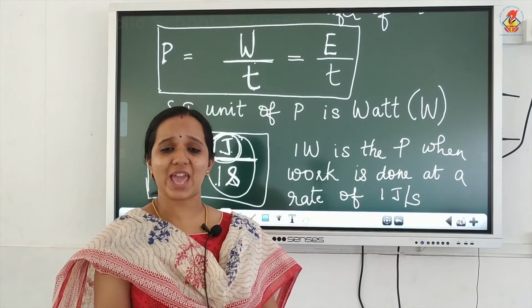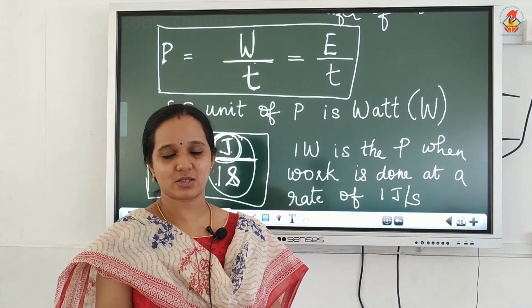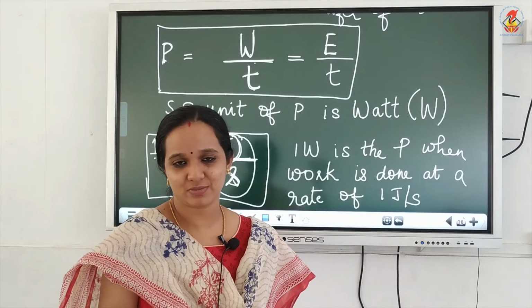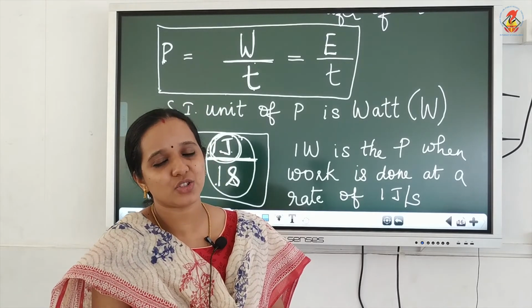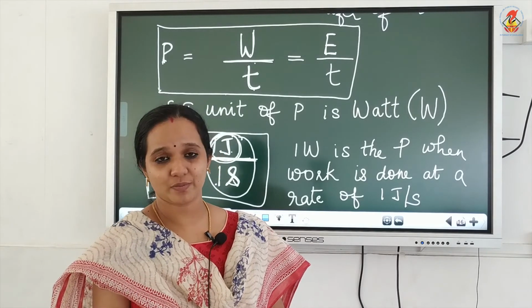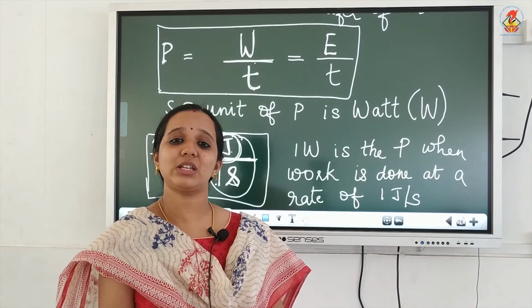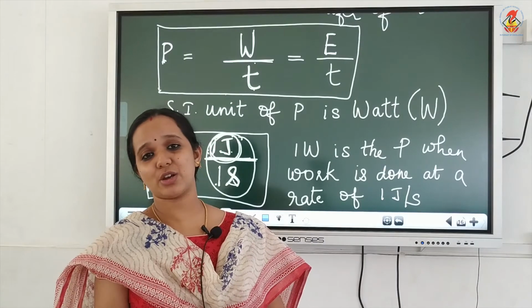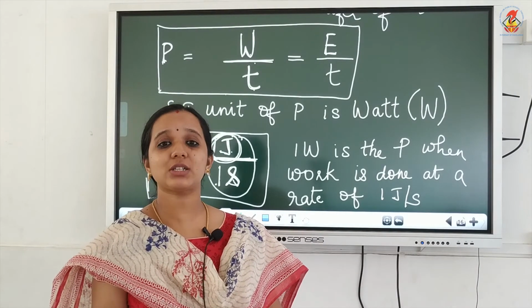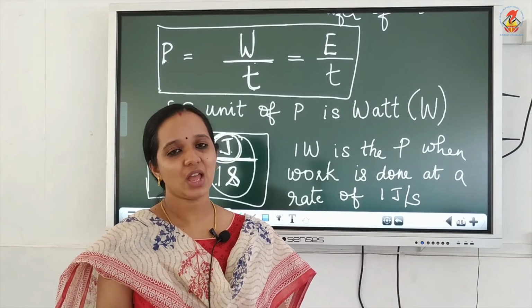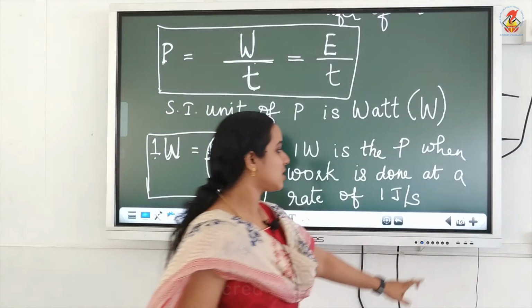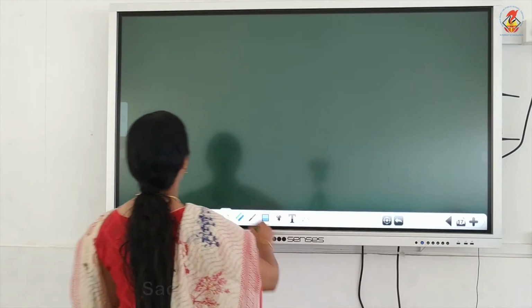In order to express bigger quantities, because the consumption of electrical energy in our house is too large, we have larger units of energy called commercial unit of energy, and the commercial unit of energy is kilowatt hour.